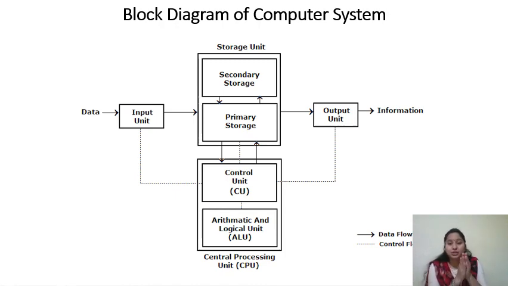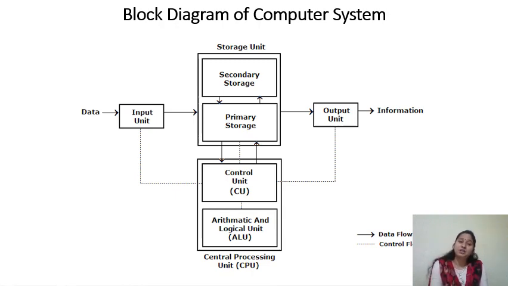Now next is storage unit. Before processing of the data, this data is getting saved in the computer system's storage device. Storage devices have two types. One is primary storage device and another is secondary storage device. Now primary storage device is computer's own memory.